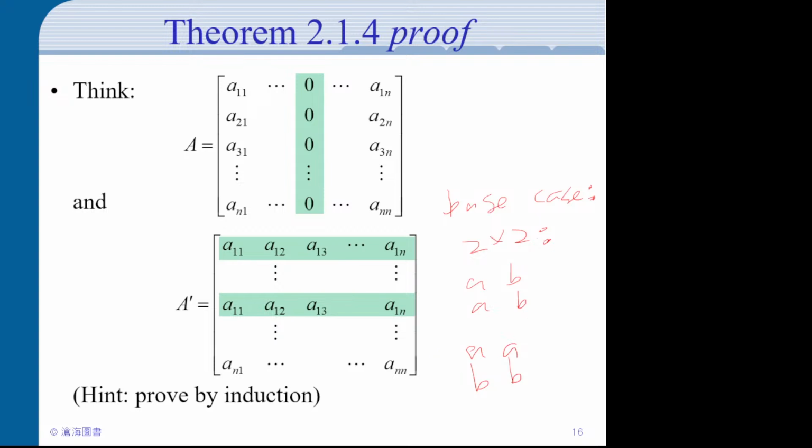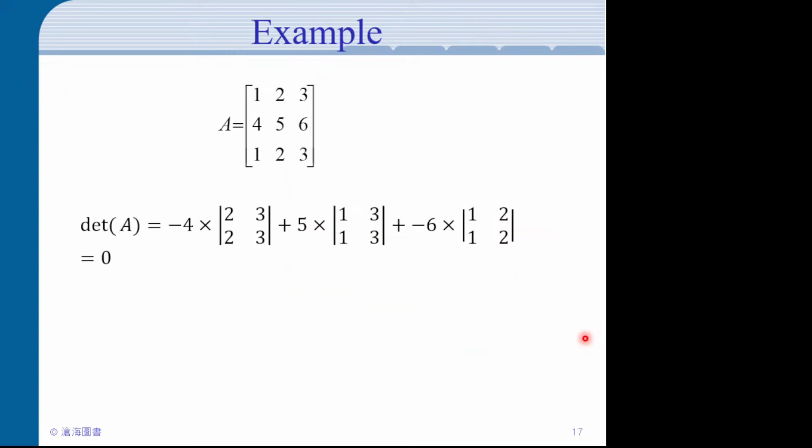Determinant. So you either have [a b; a b] or [a a; b b], and you see both determinants are equal to ab minus ab, which is 0. Okay, so the 2 by 2 base case works, and I go to 3 by 3.